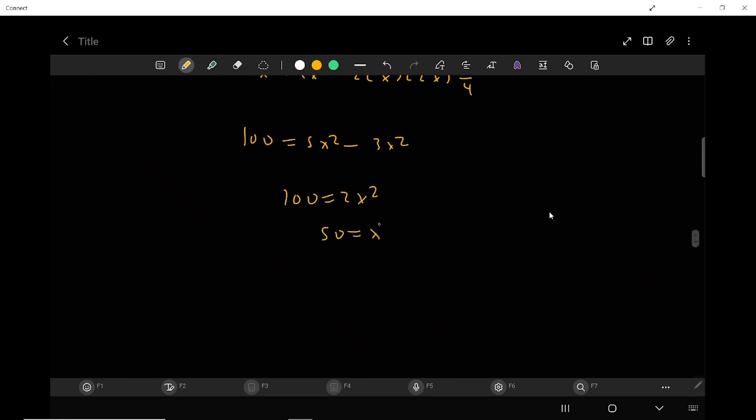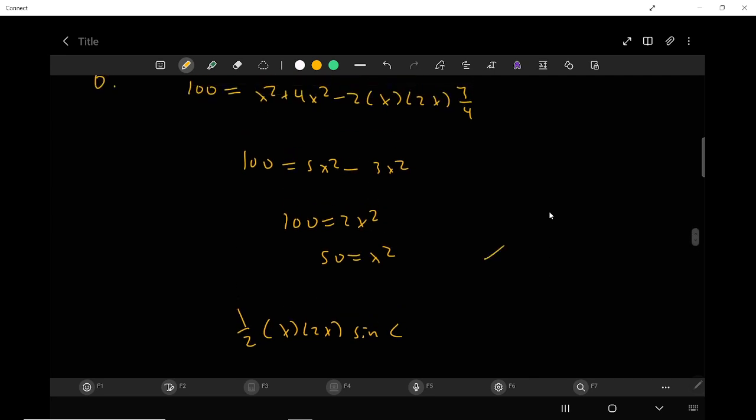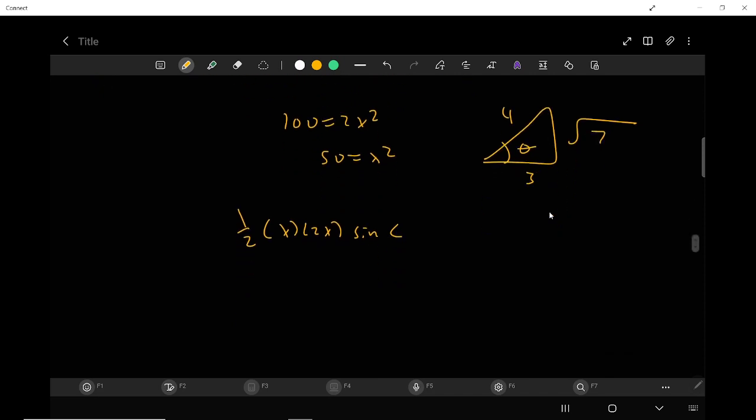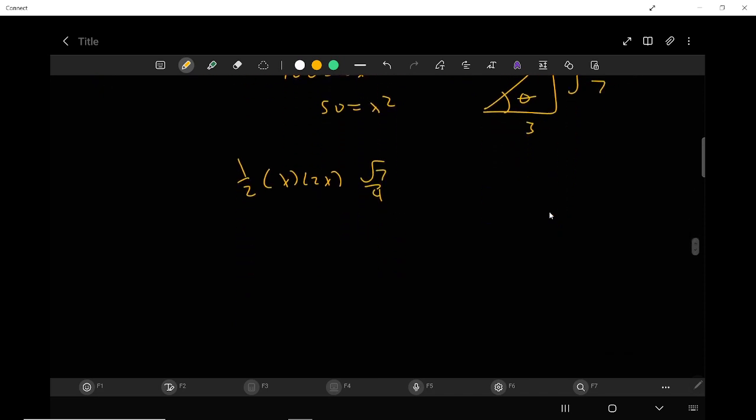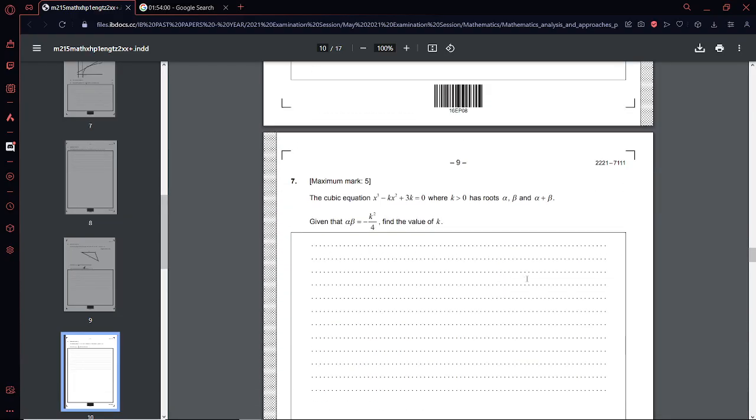50 equals x squared. I'm going to leave it like that because I know that the area is going to be half x times 2x times sine C. To get sine theta, this is 3, this is 4, this is root of 4 squared minus 3 squared, root 7, so root 7 over 4. It's x squared times root 7 over 4, so 50 root 7 over 4. That's the answer. Next.